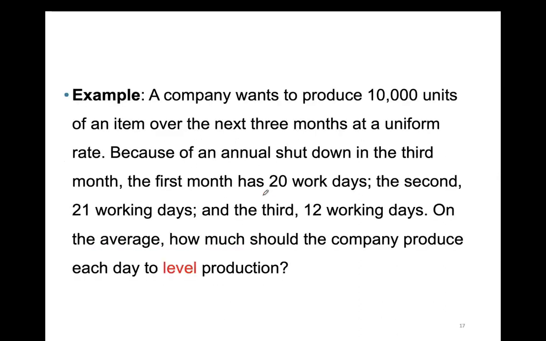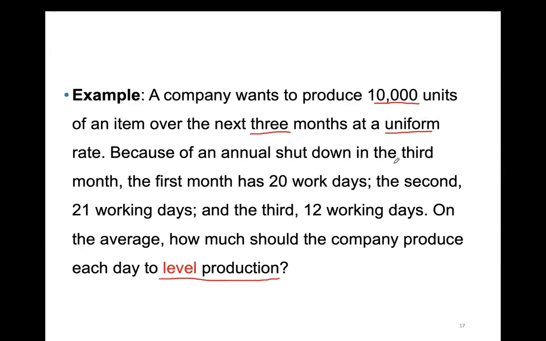Now, here are some examples. A company wants to produce 10,000 units of an item over the next 3 months. So this is the demand. In other words, they have to produce it over the next 3 months at a uniform rate. Because it's uniform, it would be level production strategy. So in this case, we'll be using level production strategy because it's a uniform rate.